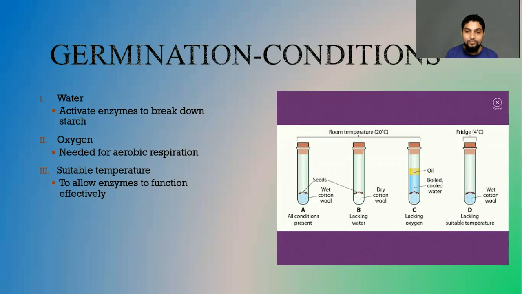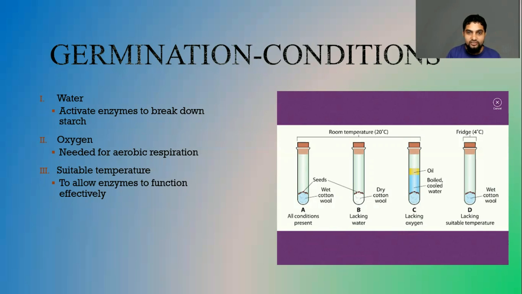And in C, you remove the oxygen. The way in which you remove the oxygen is by boiling the water. When you boil the water, whatever gas is inside of the water will be removed. So there's no oxygen now in the water. And then you add the water into the test tube. The layer of oil that you see at the top, we're talking about test tube C here, the oil will prevent oxygen from entering into the test tube and entering into the water.